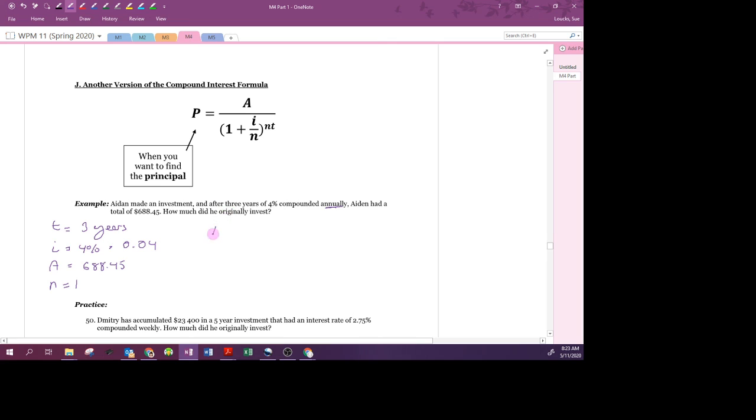Okay, so principal equals the amount divided by bracket 1 plus I over N to the N times T. So that is 688.45 divided by 1 plus 0.04 divided by 1 to the power of 3 times 1, 3 times 1. Okay? And that gets us an answer of $612.03.